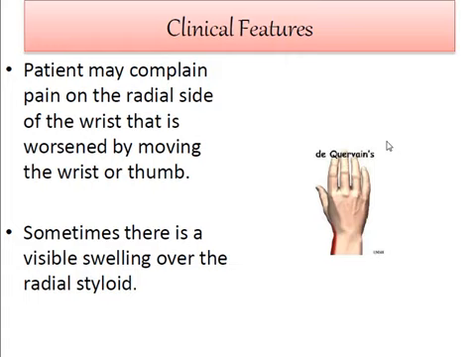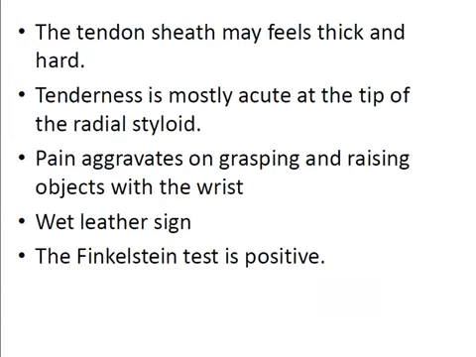The primary complaint is radial sided wrist pain that radiates up to the forearm with grasping or extension of the thumb. The pain has been described as a constant aching, sometimes burning or pulling sensation. Sometimes there is visible swelling over the radial styloid process. Swelling is in the anatomical snuffbox, tenderness at the radial styloid process, and there is decreased CMC movement. The tendon sheath may feel thick and hard.